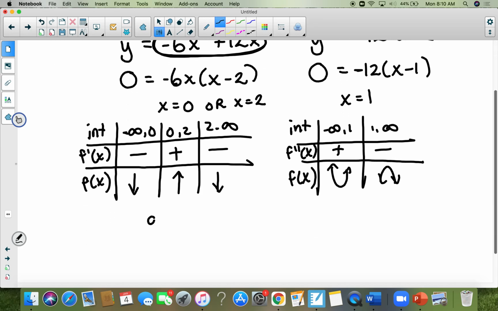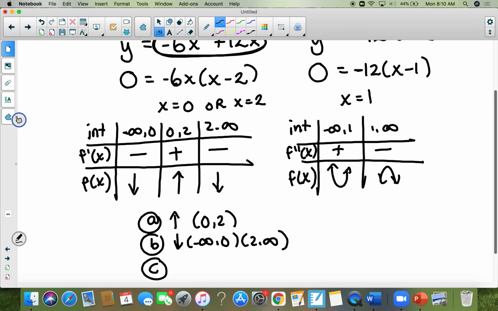So where is the graph increasing? It's increasing on the interval from 0 to 2. Where is it decreasing? It's decreasing from negative infinity to 0 and 2 to infinity. Since you went from a negative to a positive, you have a min at 0, comma something, and I have to fill it in in a minute. And since it went from positive to negative, I know I have a max at 2, comma something, and I have to figure out what that is.